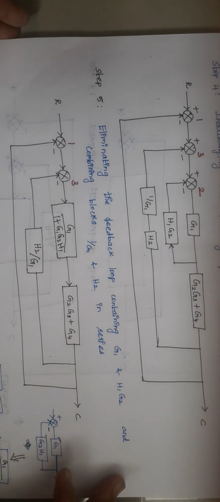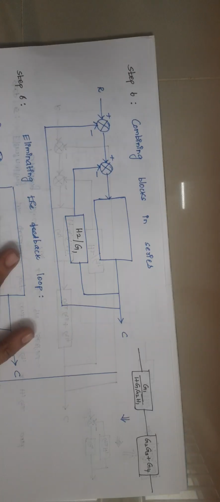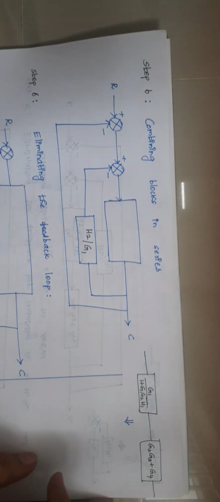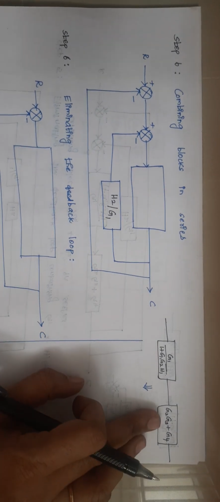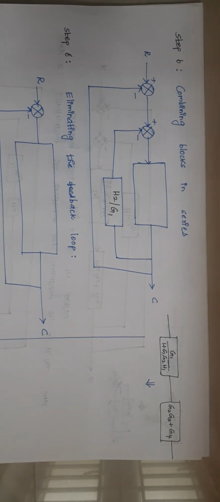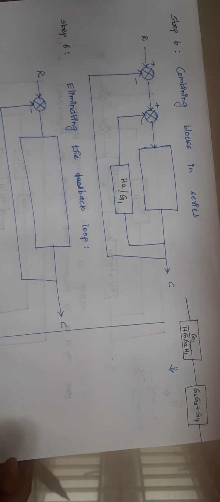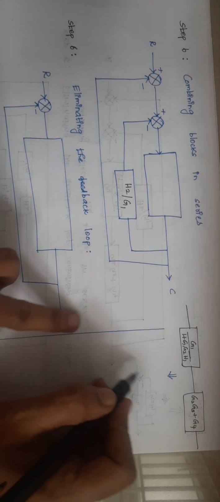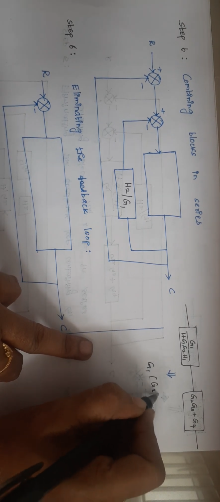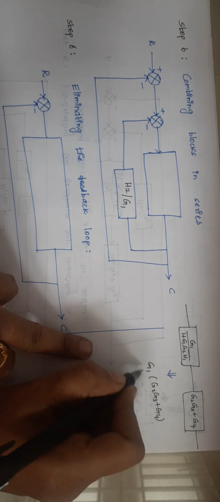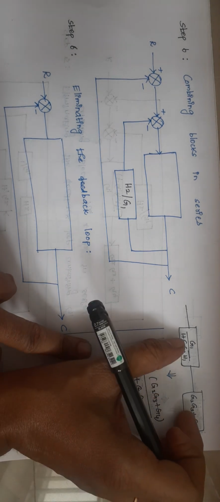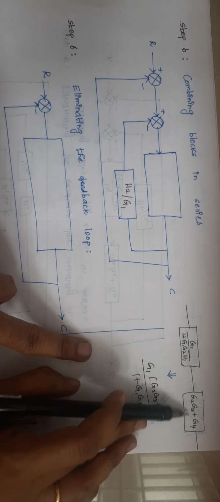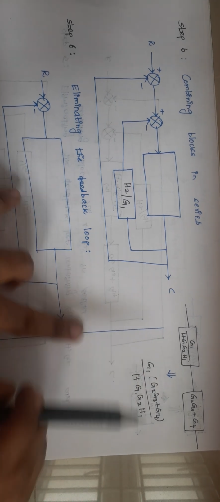Now we are going to our next step, step number 6. Step number 6 is combining blocks in series. Here these are the 2 blocks which are in series. Now I am going to combine these 2 blocks. Combining blocks in series is nothing but multiplying. So when you multiply, you will have the answer as G1 into G2, G3 plus G4 divided by 1 plus G1, G2 and H1. That is combining blocks in series. We have to multiply these 2 elements. That's it. So now just write this expression over here.